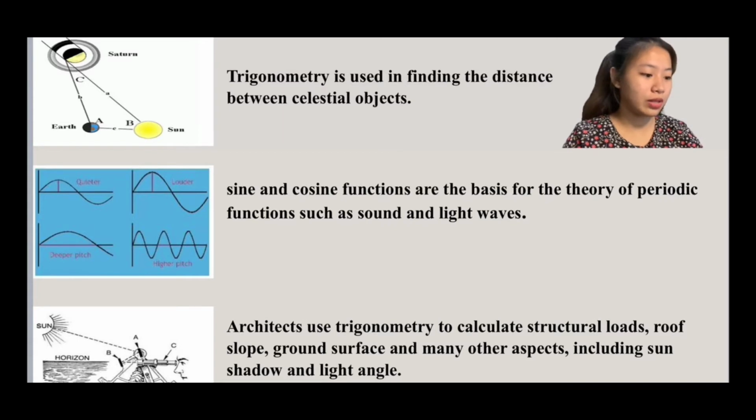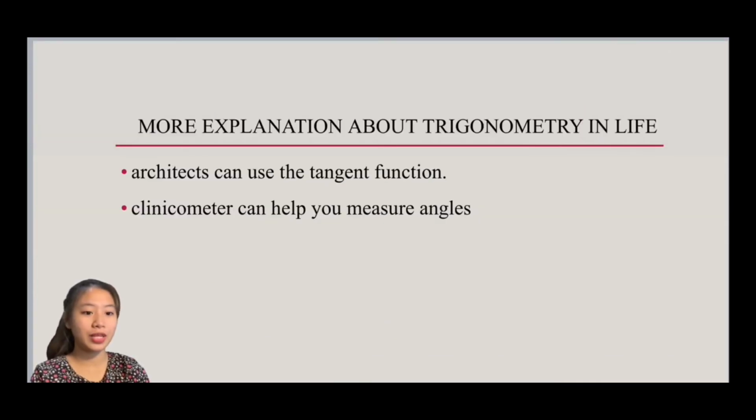Architects use trigonometry to calculate structural loads, roof slope, ground surface, and many other aspects, including sun shadow and light angle. More explanation about trigonometry in life. One of the most common architectural uses for trigonometry is to determine the height of a structure. For example, architects can use the tangent function to calculate the height of a building if they know their distance from the structure and the angle between their eyes and the top of the building.